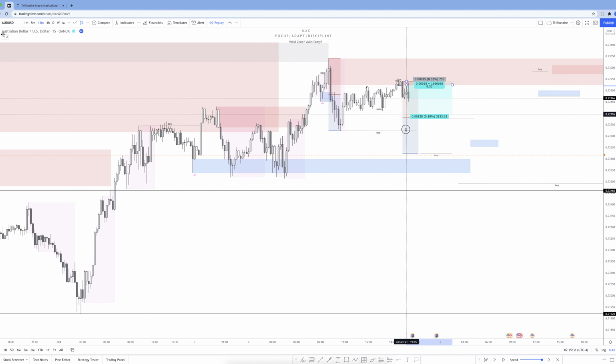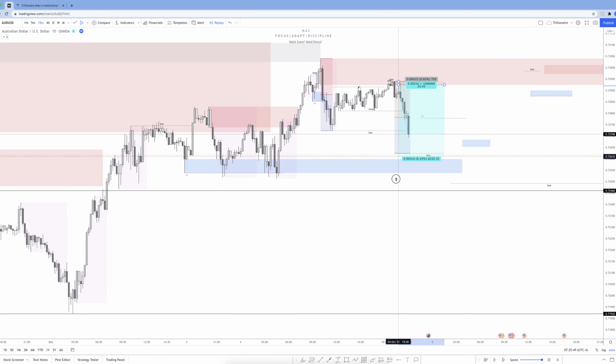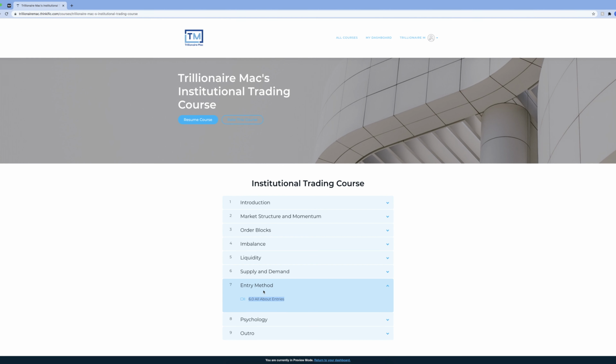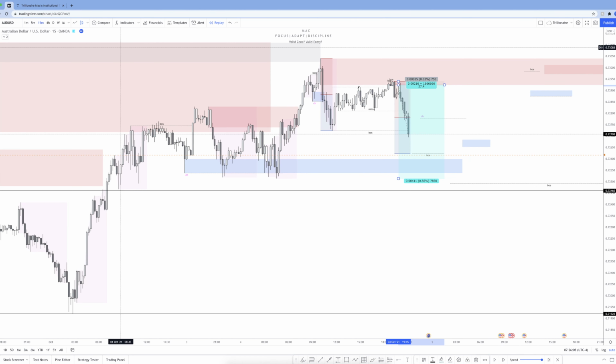So first target was around 13.4%. Next target around 27%, right? And I want you guys to pay attention. We're only collecting 41.4 pips, but because our stop loss is 1.5 pips, using the information taught within the entry method video of the institutional trading course, right? These are the types of trades you're going to be getting into.